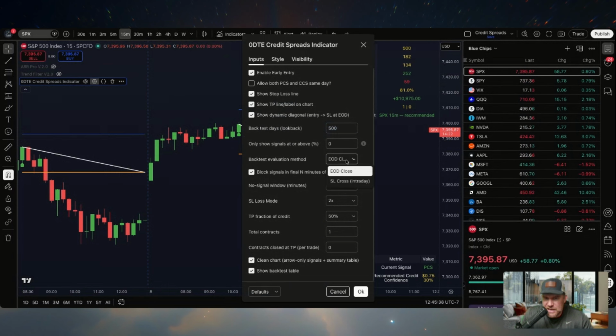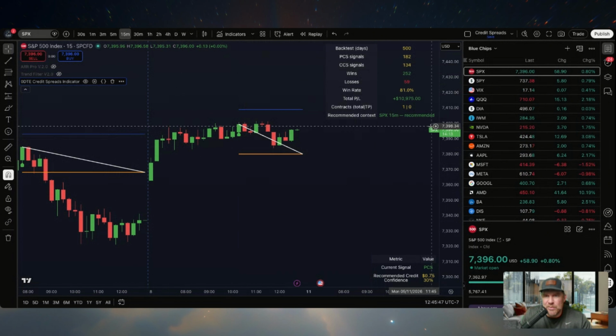And what if I just held it to the end of the day close? I didn't wait for a stop loss. I just said, you know what, I'm going to enter it and whatever happens, happens. So here's our back test. In the last 500 trading days, there have been 182 signals for put credit spreads, 134 for call credit spreads, 252 wins and only 59 losses. So an 81% win rate. With just one contract in the last 500 trading days, you would have made about $10,975. So pretty good entries on that one.